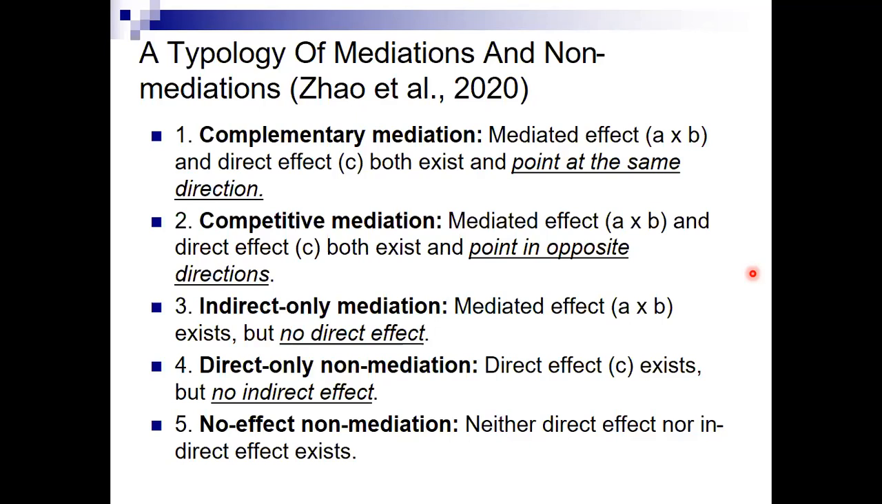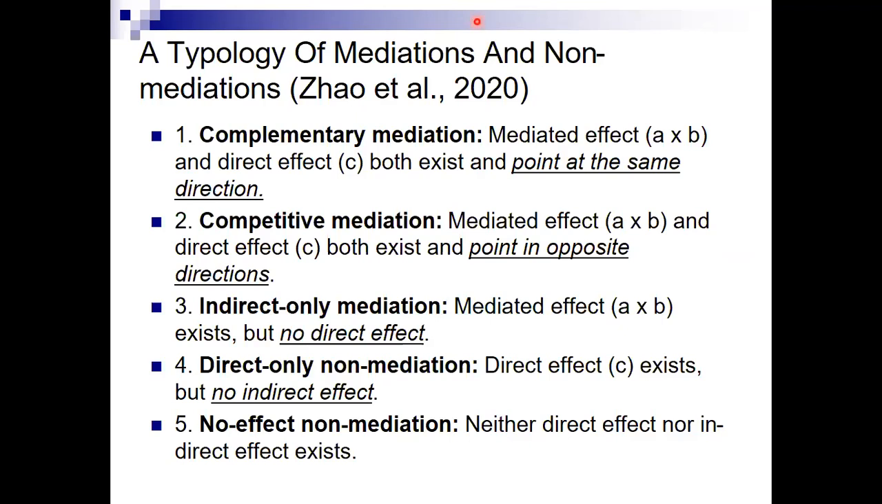AB is positive. XY is positive. Then you have complementary mediation. Okay. Then you have competitive mediation. That's A and B, the mediated effect, and then the direct effect, that is C. Both exist and point in opposite directions. When I say both exist, I mean they are both statistically significant. Yeah, that's the idea there.